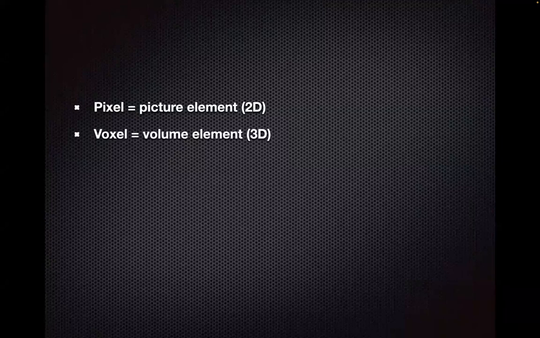Great. So you're going to go home today with a new word, I think. Pixel is a picture element. I think all of you knew it. 2D pixel. Voxel, you knew that one. What's a pixel?